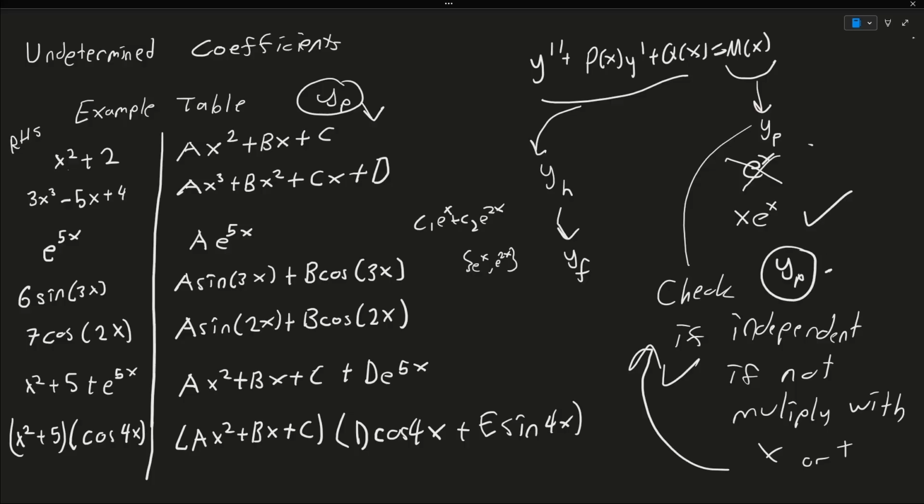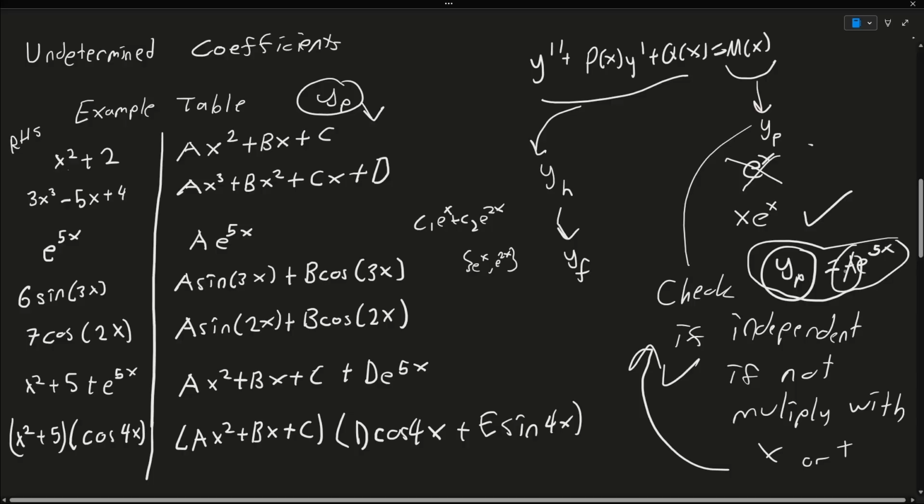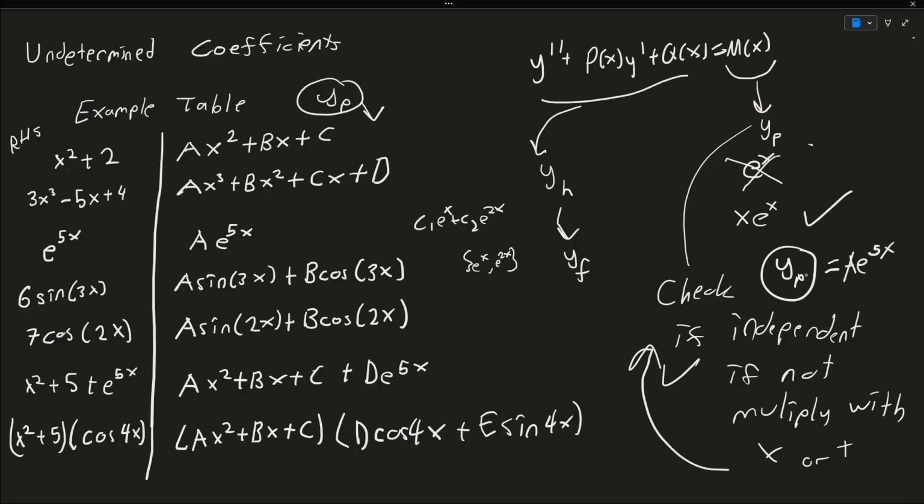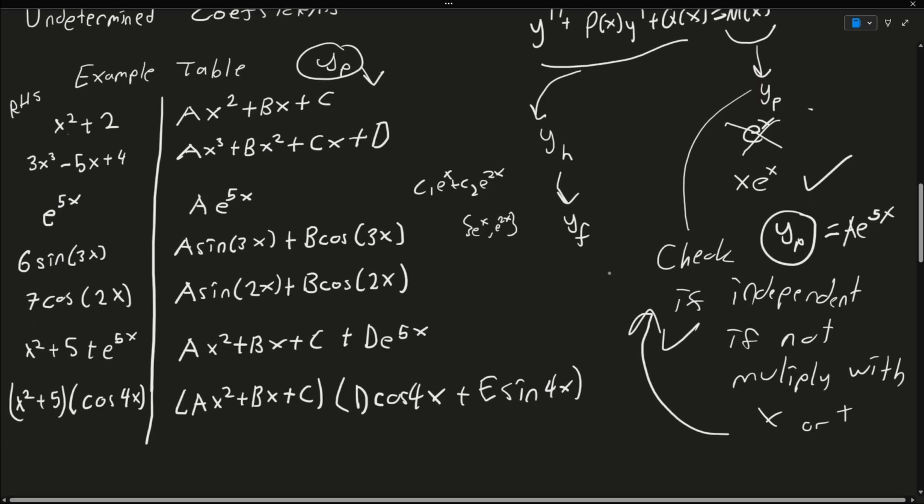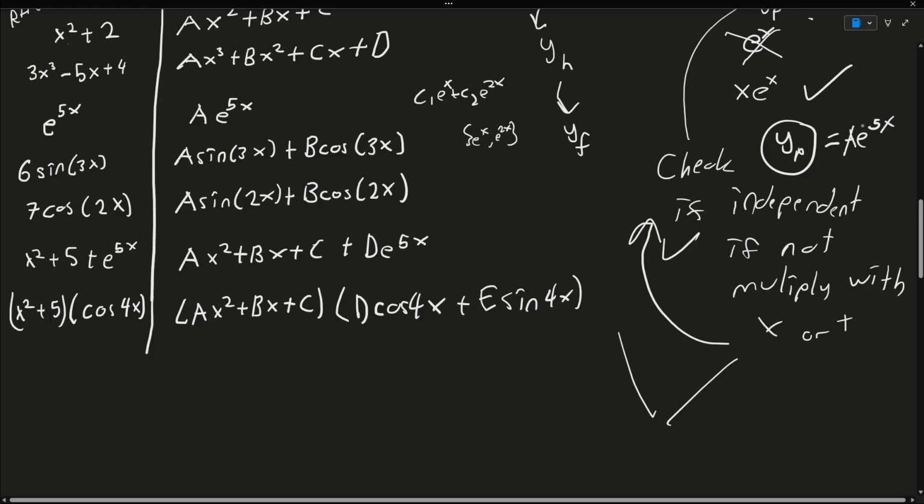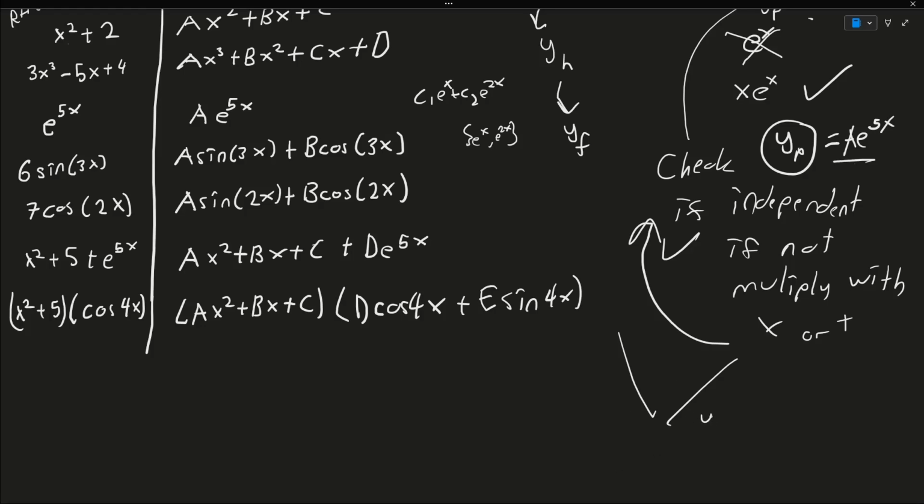Now, once you get your y particular, you might have something like a e to the 5x. This is not good enough because you have a constant term. So once you are at this point, you're gonna go ahead and plug this yp into the differential equation. And once you plug it in, also finding the second and first derivatives, you're gonna set this equation, and then this equation will give you the constant for a. After you get that, let's say you find your a to be 5. So yp equals, let's say, 5e to the 5x.